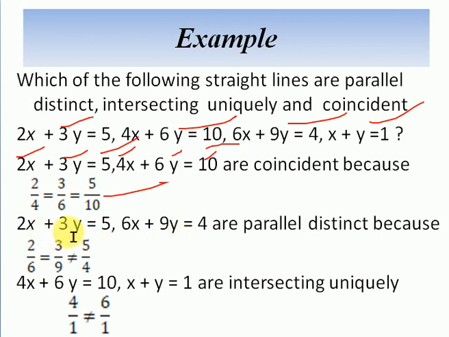And if we consider the two straight lines 2x plus 3y equals 5 and 6x plus 9y equals 4, then these are parallel distinct because 2 upon 6, 3 upon 9 is not 5 upon 4. So these are parallel distinct. And if we consider 4x plus 6y equals 10 and x plus y equals 1, these are intersecting uniquely because 4 upon 1 is not equal to 6 upon 1.